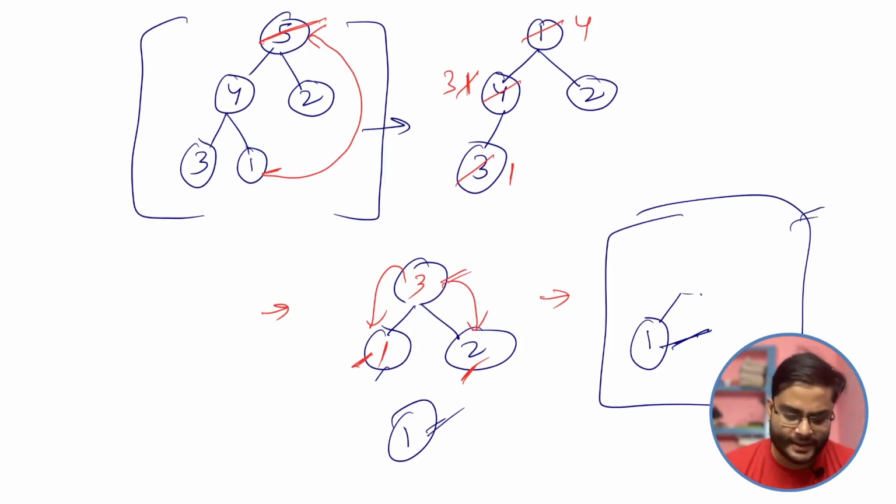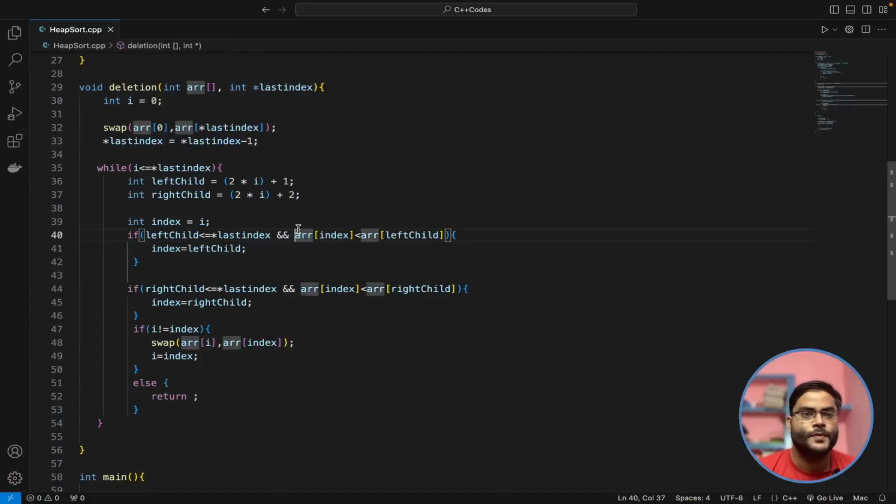Basically what we are doing is deleting from the top and putting the last element at the top, and then we are comparing with the children. Among the children we will compare, and whichever is the greatest child, we will swap with that value. So let's write our code for deletion. So this is our code for deletion.